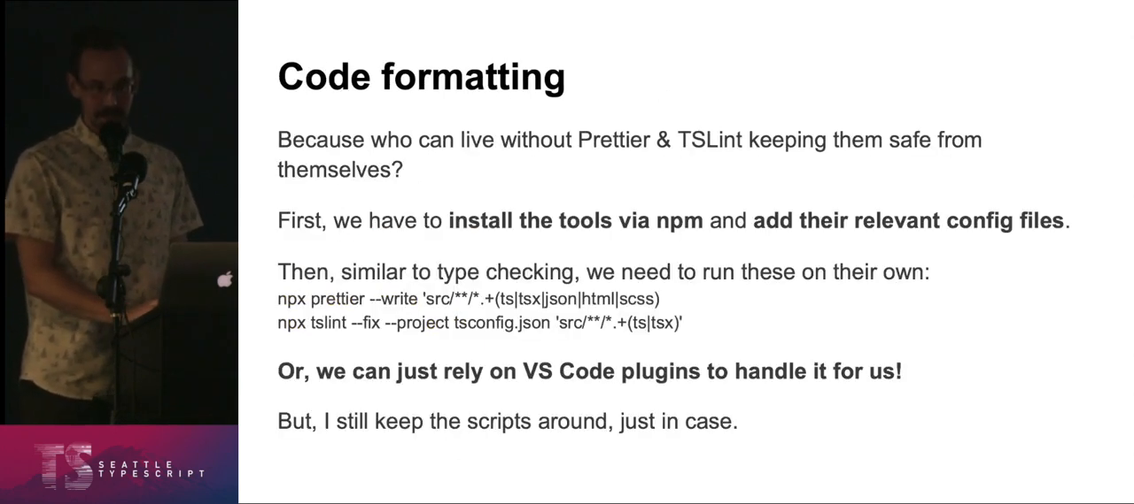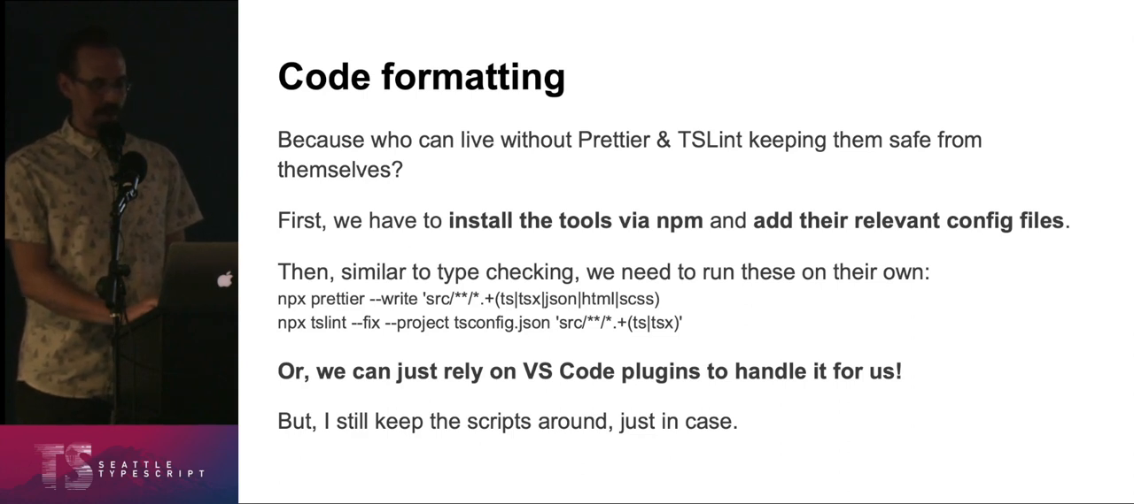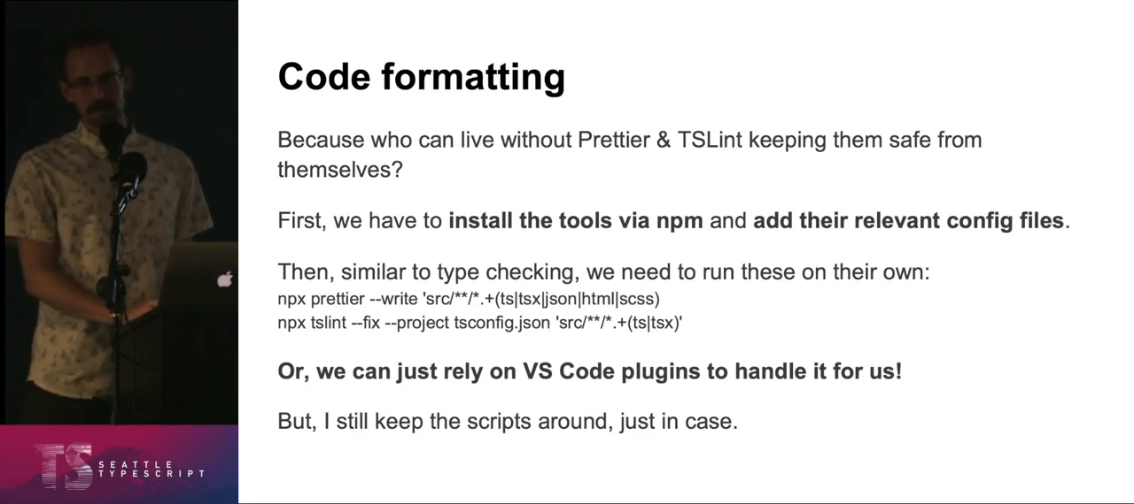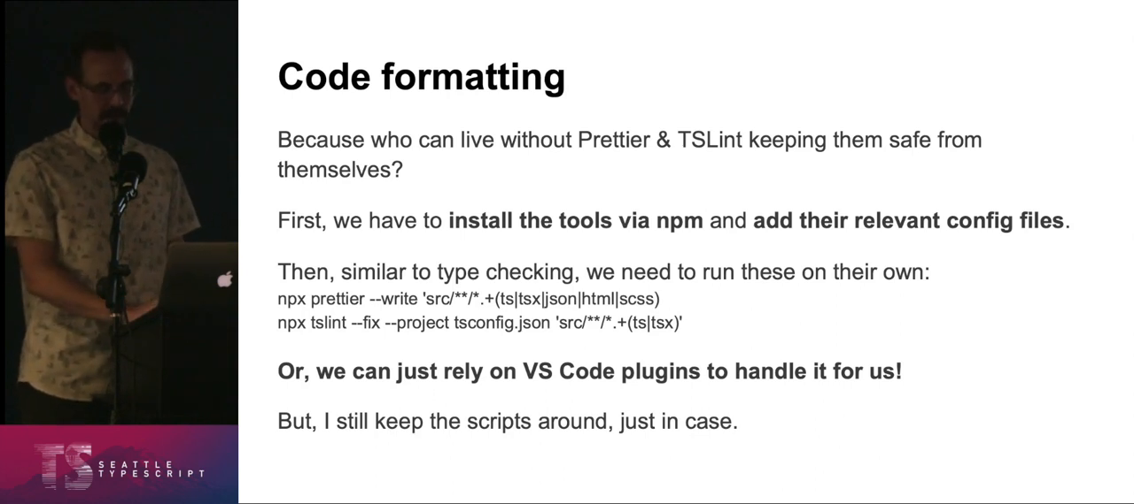Speaking of not trusting myself, I also want code formatting. Who can live without prettier and tslint, keeping them safe? So for that, we install prettier and tslint via npm as usual and add their config files, so the .prettierrc or extend package.json, and then add tslint.json for tslint.